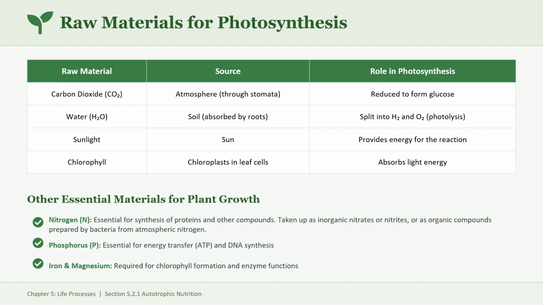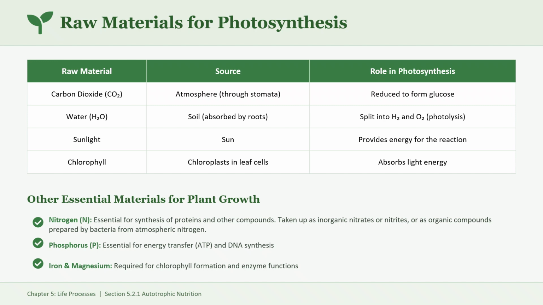Then chlorophyll. Where is chlorophyll present? In the chloroplast in leaf cells. What does it do? It absorbs the light energy. Apart from this, some other materials are also essential for plant growth. Nitrogen is very essential for the synthesis of proteins and other compounds. Plants obtain it in the form of inorganic nitrates or nitrites, or as organic compounds prepared by bacteria from atmospheric nitrogen.